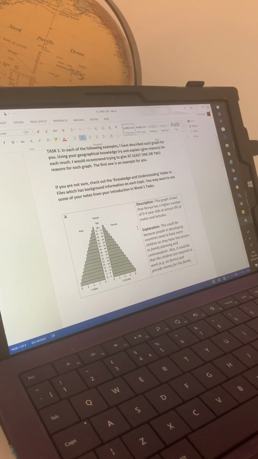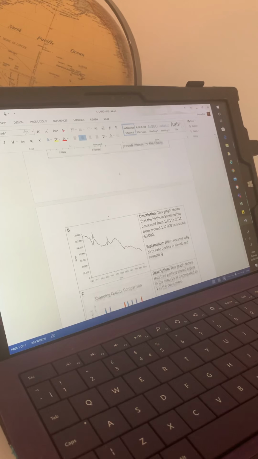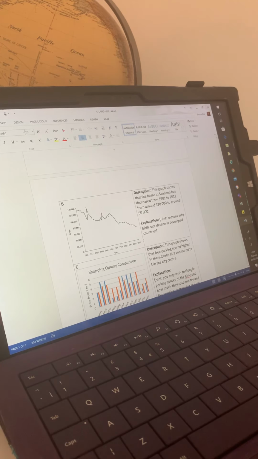I mean, I could have done loads there, but I'm just giving you a kind of flavour of what it should look like. There's a line graph showing the birth rate in Scotland has decreased, and then you would give reasons. Again, if you're not too sure, click on the one about population structure. I mean, if you know already, that's fine, but these are just here to help you. And then it's just got some of the reasons why in developed countries they would have not so many children. You don't have to type all of them in, please do them in your own words. It's really just to give you a hint there.